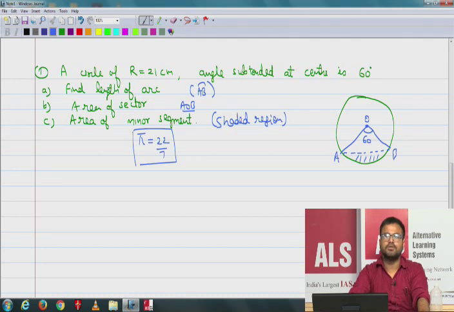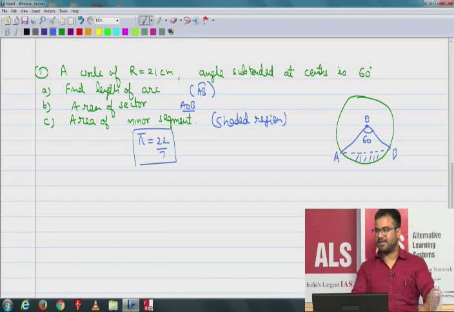Shillong Center, are you able to do this? Are you trying? Okay, I'm solving this now. Concentrate over here.